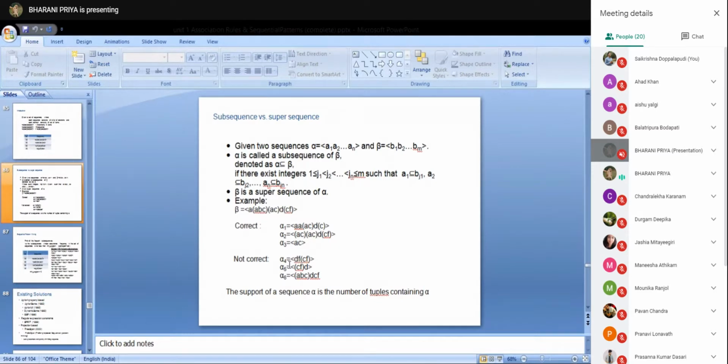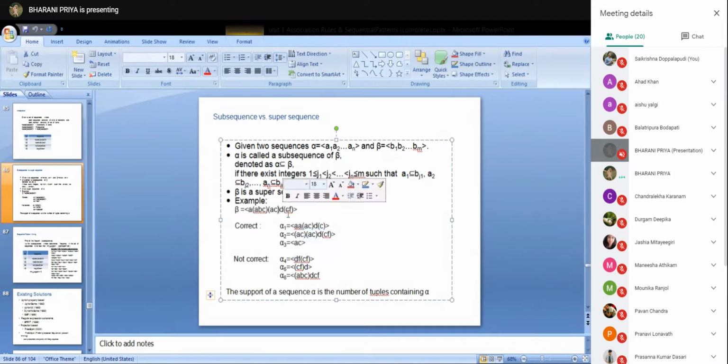But if you take alpha 4, D is present in D here, a subset of or equal to D. C, F is a subset of or equal to CF. But what about CF? It does not have any item set in beta such that it is a subset. Have you understood why alpha 4 is not a subsequence of beta?